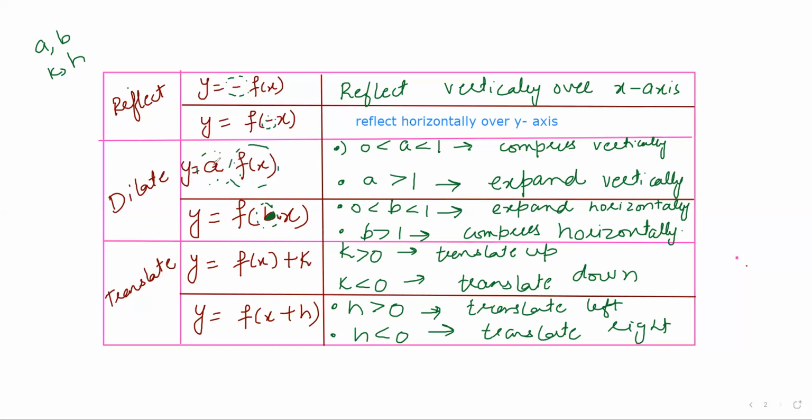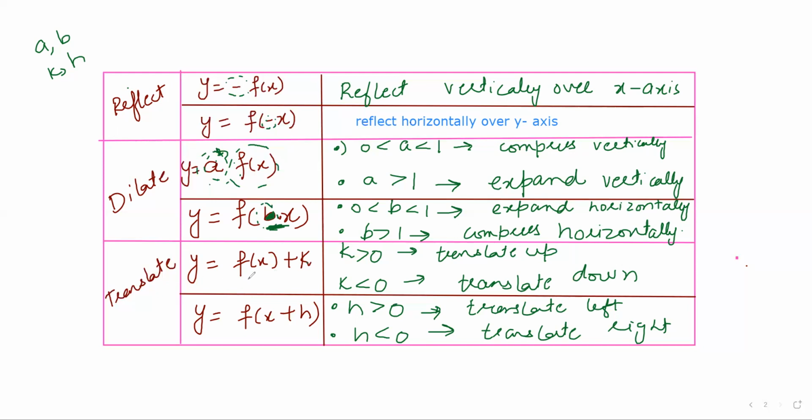You will remember this: anything multiplying outside f of x is always going to work vertically. It's going to either expand or compress, but it's going to go vertically. And if it is inside with the x, it's going to go horizontally. Whenever it is inside the function, it works on the horizontal line. Whenever it is outside the function, it works on the vertical line. So this is a very, very important point.